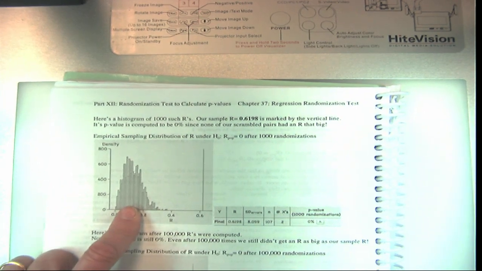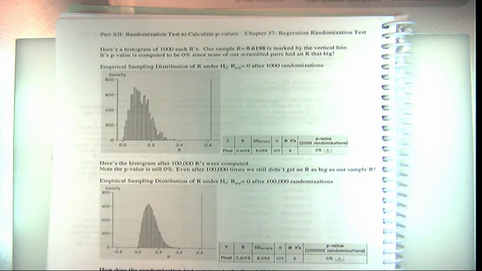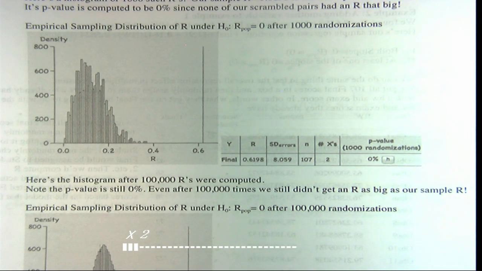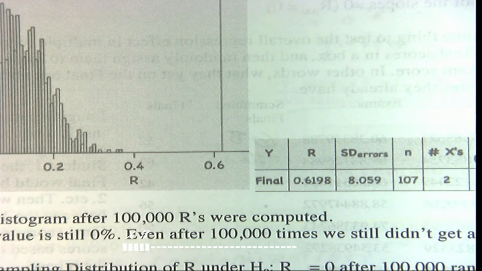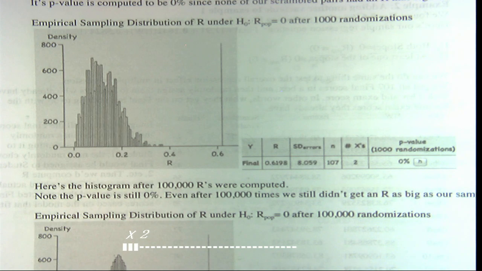So after 1,000 randomizations, this looks just like what we did on the computer. After 1,000 of them, I know, sorry, I'm going to get you dizzy. It's like you're on a boat or something. Sorry. Okay, so here we go.